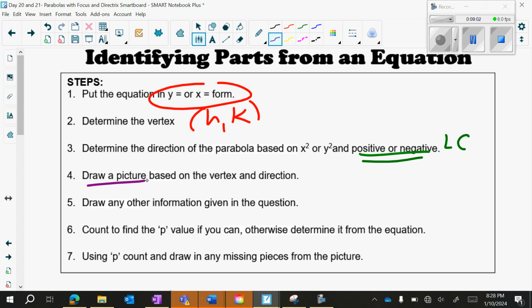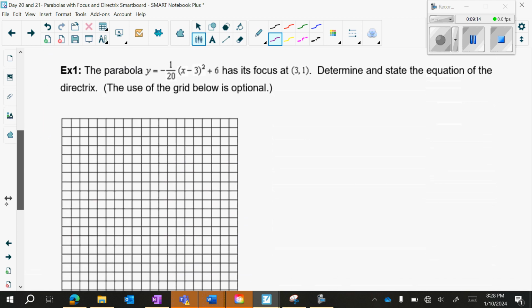Always draw a picture. I want to star this one because some of you are going to try to do this in your head, and honestly, a lot of kids get it wrong when they do it in their head. And then eventually you want to find P. All right, let's do some questions.